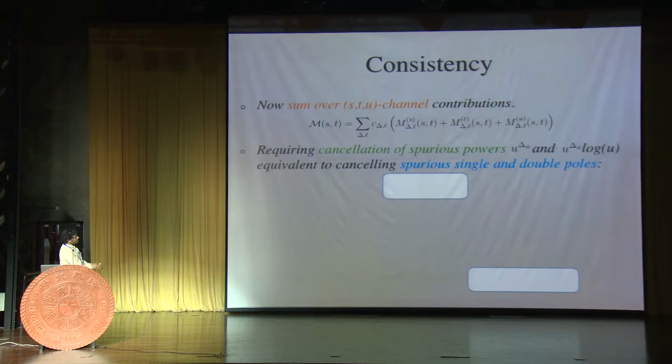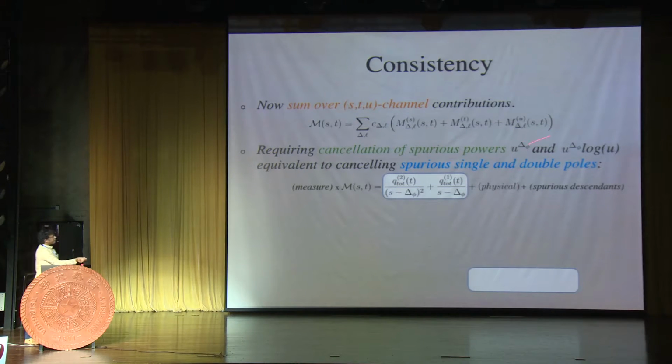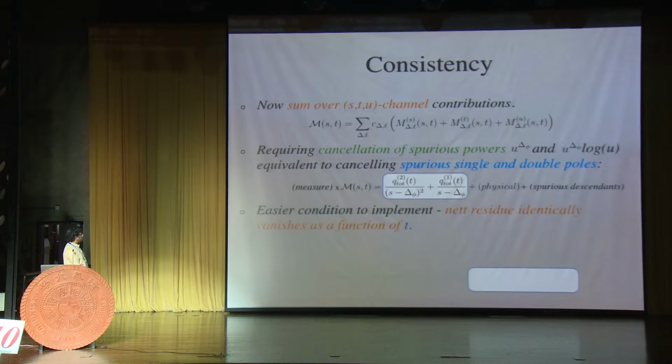In position space, the requirement was the cancellation of spurious poles of this kind. In Mellin space, that requirement translates into canceling spurious single and double poles, because the whole amplitude, including the measure, will have a piece which will go like this, and a piece which will go like this in terms of the dimension of the external scalar, delta phi. There'll be additional pieces corresponding to the actual physical pole. There'll be descendant poles, and so on. But this is the piece that we'll focus on.